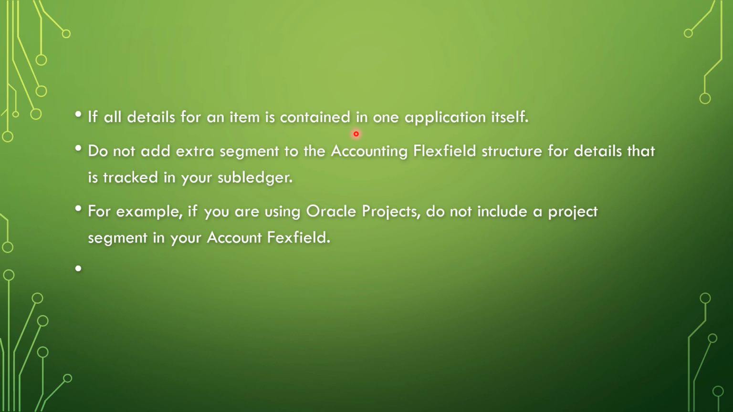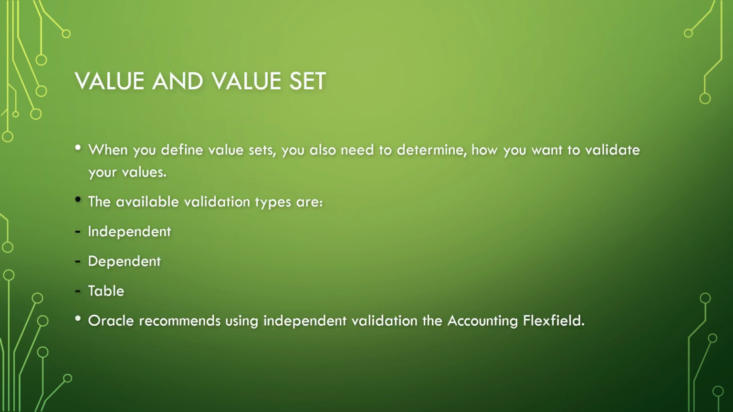All detail content should be in the one application itself. Do not add extra segments into the accounting flexfield structure for detail that is tracked in your subledger. If using Oracle Projects, do not include a project segment in the accounting flexfield. See, if I don't have a projects module, I will add a project segment. If you have the projects module, everything will be covered there. Why should I have a projects module? This is what is said here.